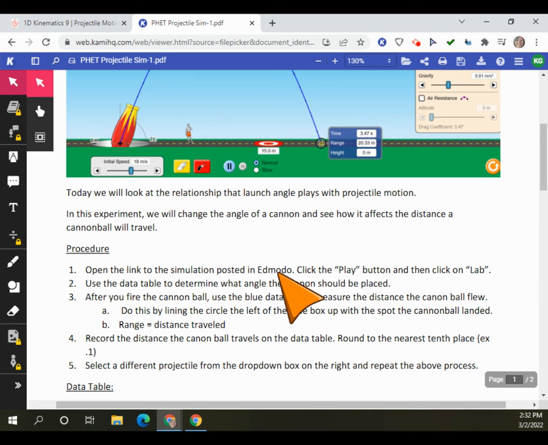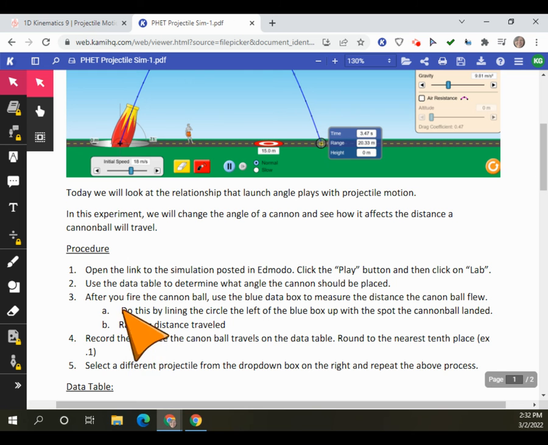We don't have Edmodo, but it's already in your lesson. So ignore that part. We're going to click the play button and then click on lab. Use the data table to determine what angle the cannon should be placed. After you fire the cannonball, use the blue data box, so that must look like that, to measure the distance the cannonball flew. Do this by lining the circle on the left of the blue box up with the spot the cannonball landed. So we'll look at that again, but it looks like we have little crosshairs here to really find how far that cannonball landed.